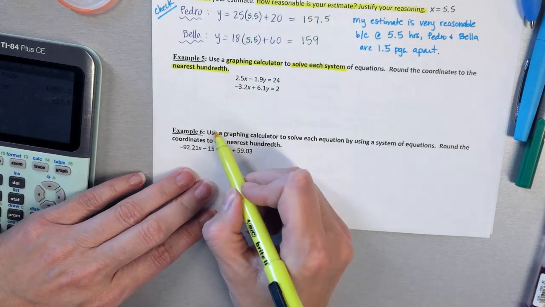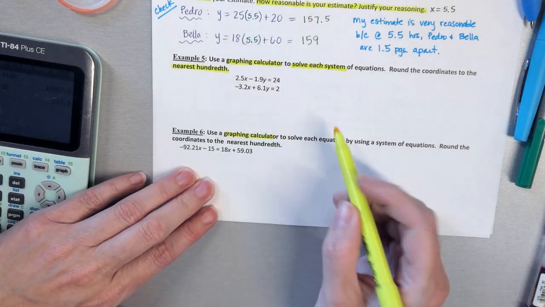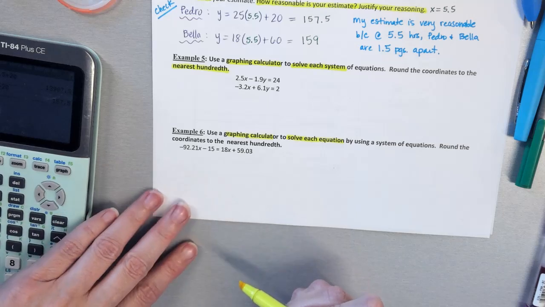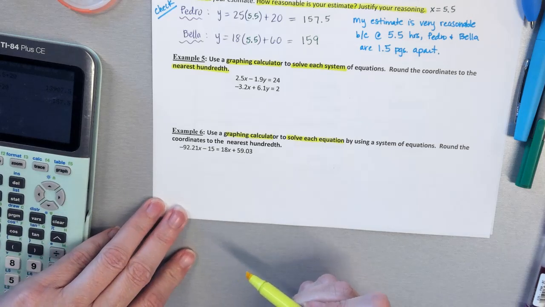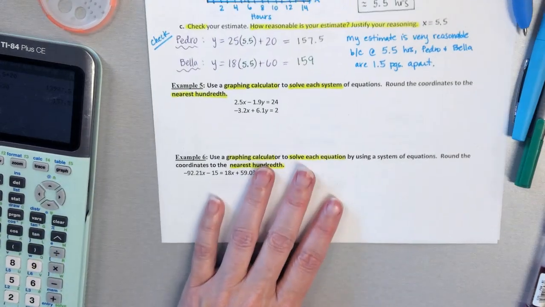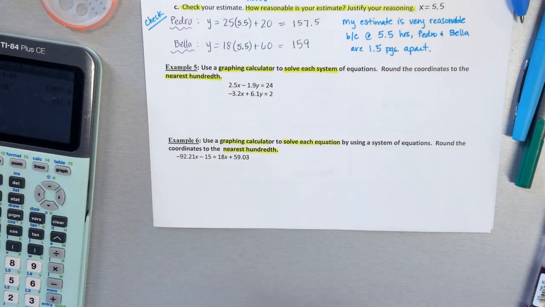In 6, we're going to be using a graphing calculator. This one said to solve the system. Here we're going to solve the equation. Okay, and then again, we're rounding to the nearest hundredth. So these are going to be very similar to each other. And I'm going to have you write down your steps. So if you don't have your graphing calculator today, you can still follow these steps.